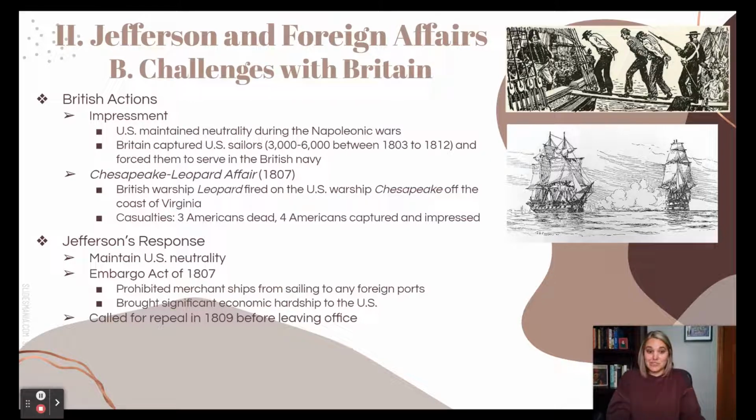Instead, the European nations just do fine. They do just fine without American trade, and it brings significant hardship to the United States. It was so terrible that he actually repeals it. He calls for the repeal before he leaves office in 1809.